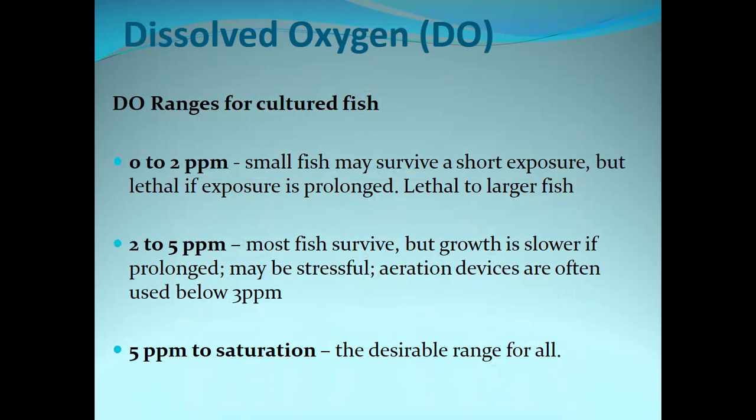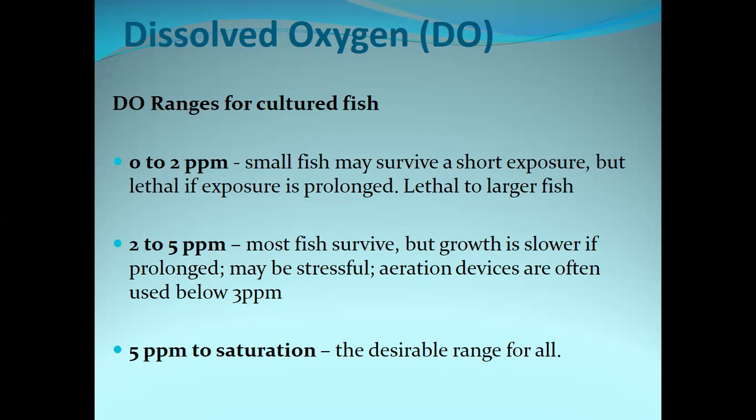So these are some dissolved oxygen ranges for cultured fish. Again, remember, "fish" is being used loosely, so it also refers to shellfish, crayfish, those things. At 0 to 2 ppm, small fish may survive a short exposure, but it's lethal if exposure is prolonged, and 0 to 2 ppm is lethal to larger fish. Basically, they're saying that if you have very low dissolved oxygen within the 0 to 2 parts per million concentration range, it can be detrimental.